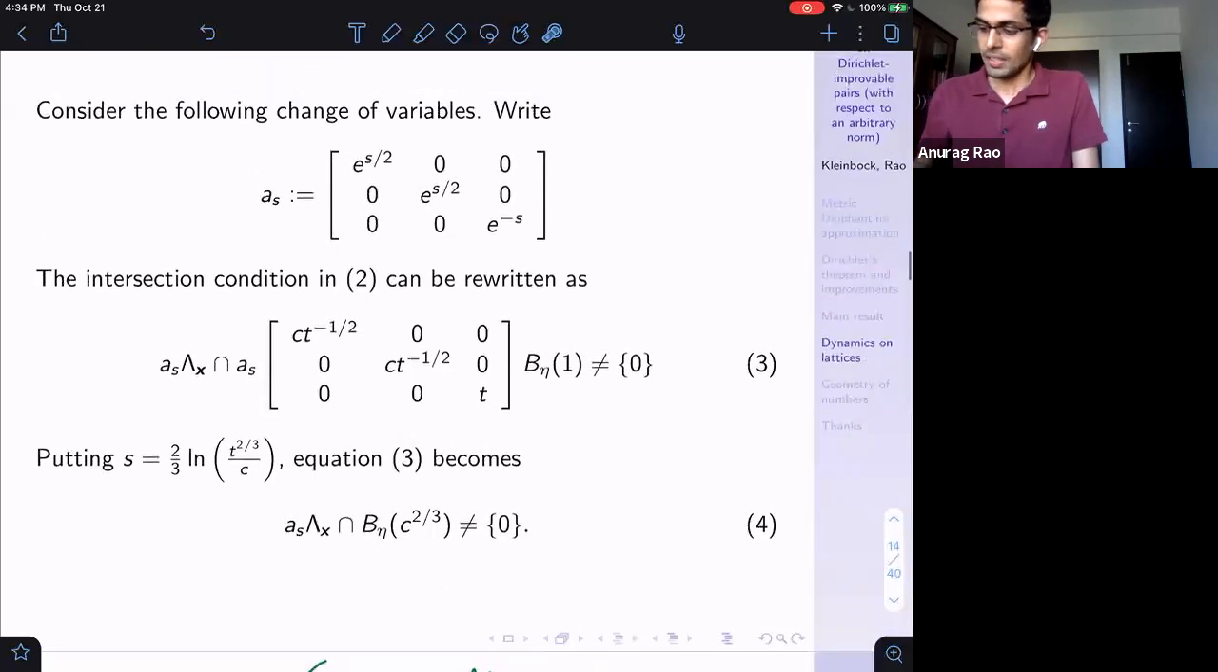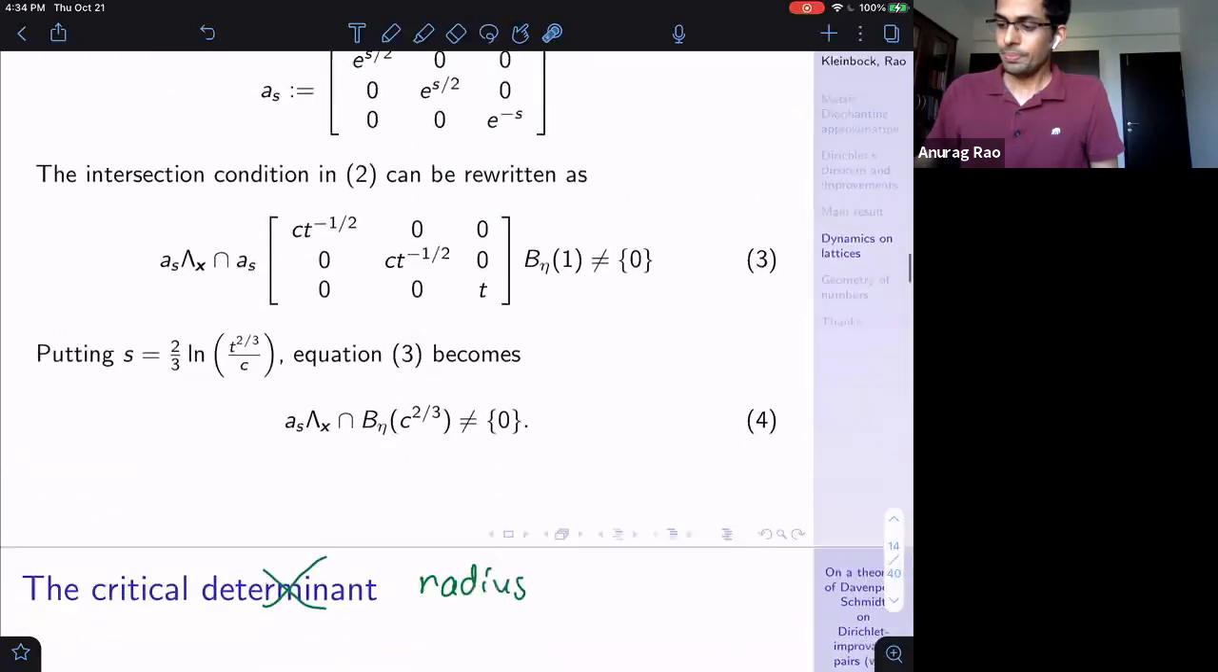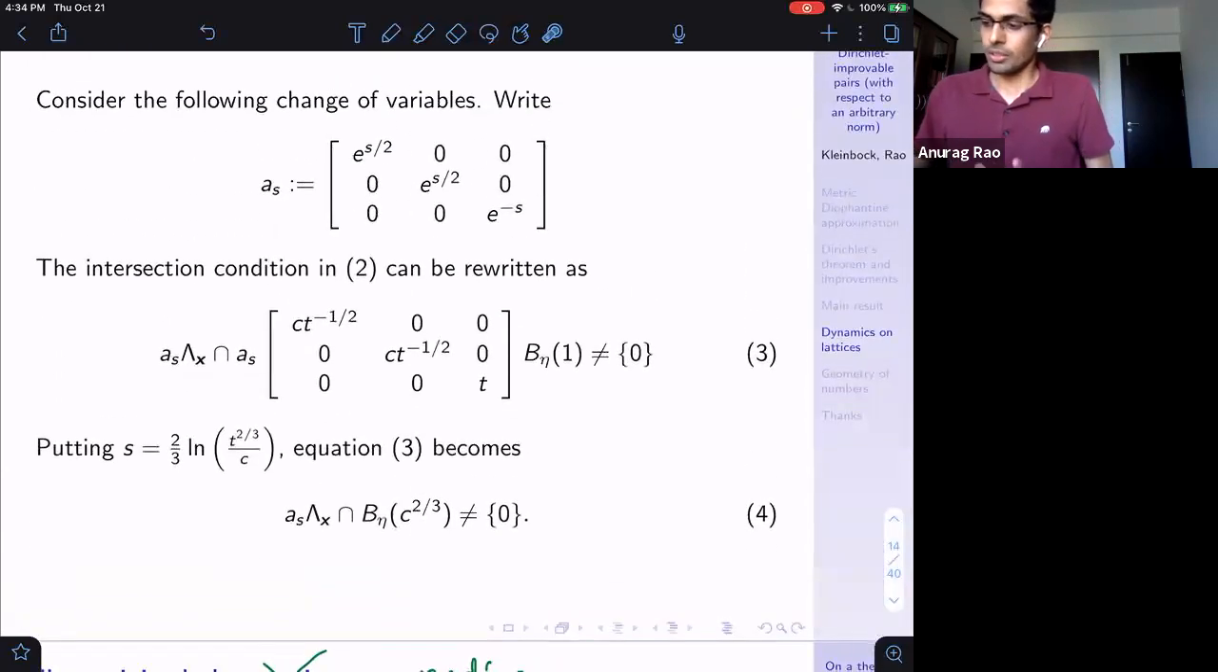So now we have Dirichlet improvability as: lambda x in the space of lattices should intersect this norm ball for all sufficiently large times. Notice if t goes to infinity, so does s. So this is a one-to-one correspondence between the parameters. Maybe the thought experiment here is we know there's an upper bound on how large c square can be when this condition will always hold. We want to see what the exact upper bound is.